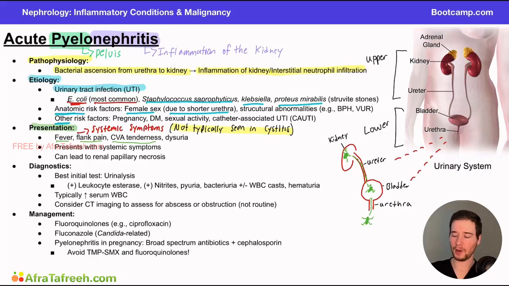If the infection is held within the bladder area, we don't typically see a fever. We don't typically see CVA tenderness. And so these are classic physical exam findings that can help you differentiate one versus the other.